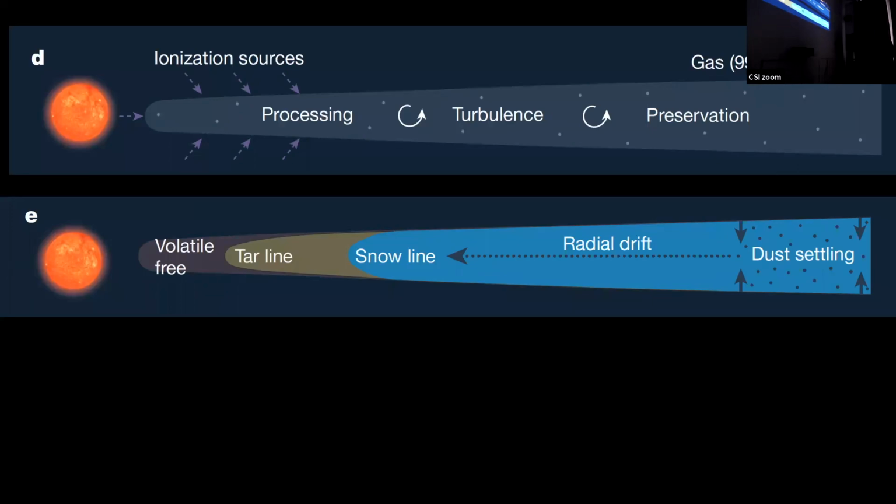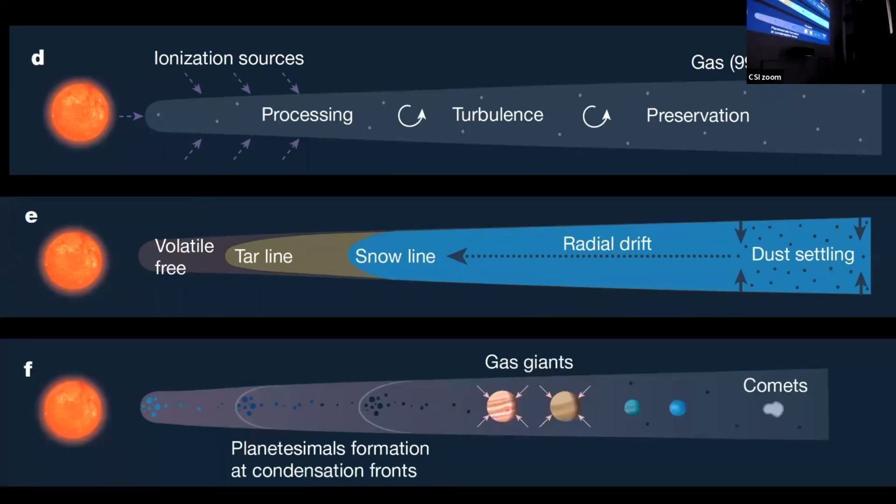It probably also had a tar line, a limit within which organic matter could exist and beyond which it was completely dissociated closer to the star. According to some models, it's likely that this kind of condensation front favored the formation of planets, with the giant planets already existing quite early and far from the star, and some icy bodies, now represented by comets, developed.